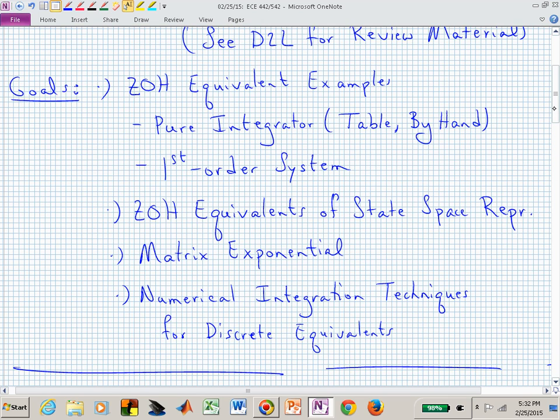We'll see how far we get with the zero order hold equivalence of a state space representation. I may just post some of that material and you'll be on your own to view it, because I need to get a lot of things covered prior to exam 2, and one of those is the numerical integration techniques for discrete equivalence, which is really scenario number 1.